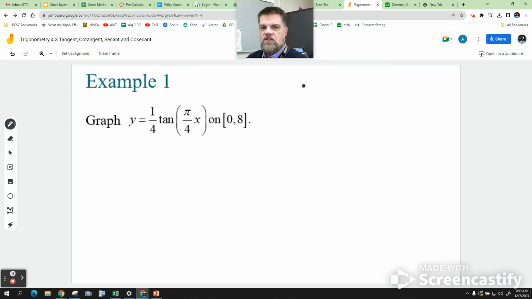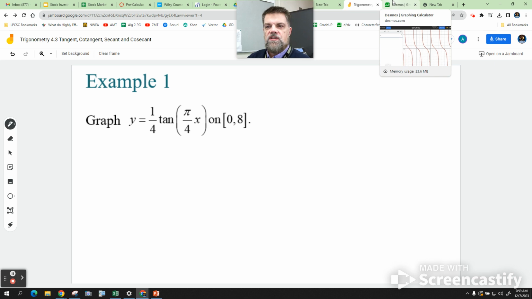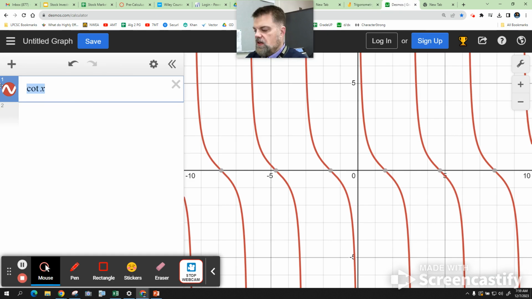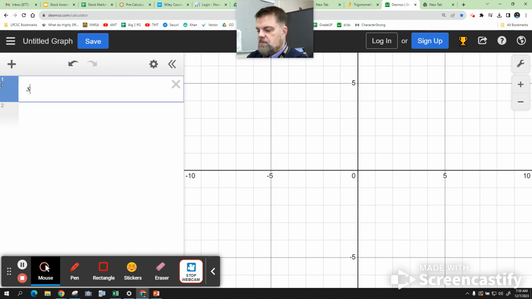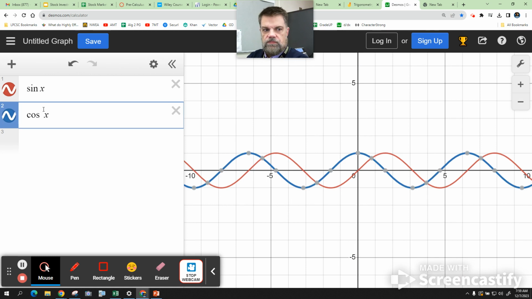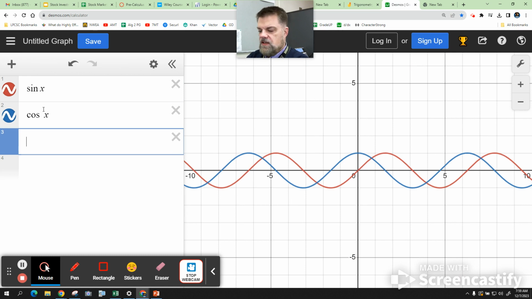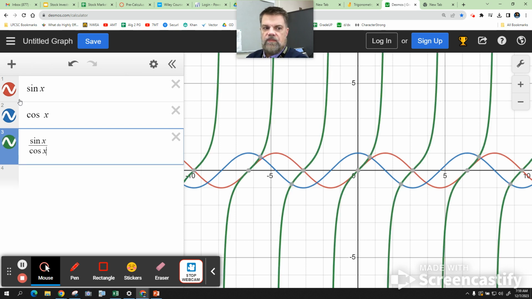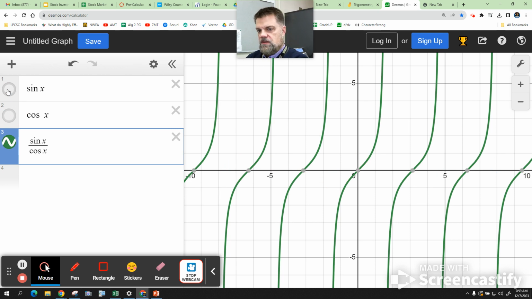I'm going to take screenshots just because it looks a little nicer. So if I go to Desmos and I type in tangent, well, let me say this. Sine of x looks like this, right? And then cosine of x looks like this. They're co-functions of each other. What is interesting is that if you take sine of x and you make a composite function, in other words, you take sine of x and divide it by cosine of x, it looks like this. All right, now that's what tangent is.